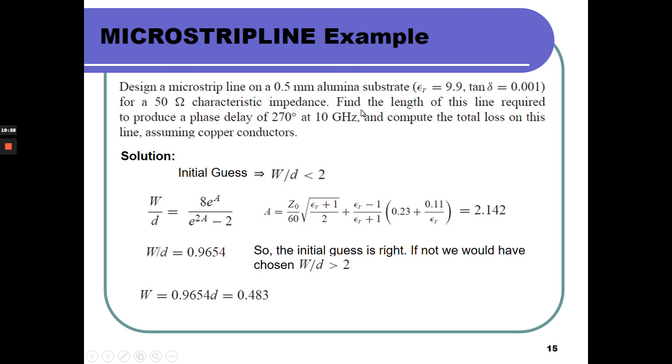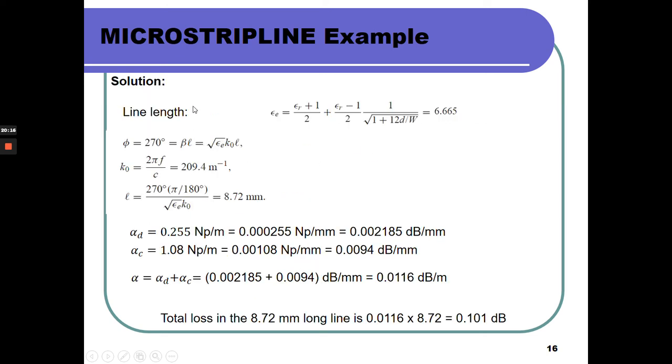But the question is also expanded, asking you to find the length of the line required to produce a phase delay of 270 degrees at 10 gigahertz. Okay, no problem, we solve it. To solve it, we need to find this L, where phi is equal to beta L, and beta is equal to root over epsilon e times k naught. So epsilon e we need to find. From here we find 6.665, and this one comes here.